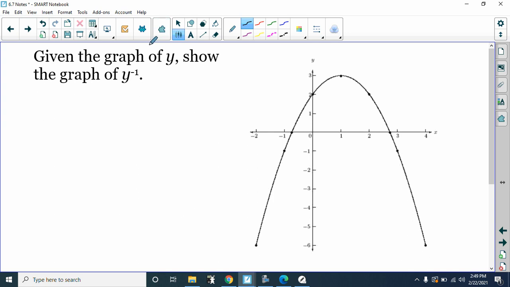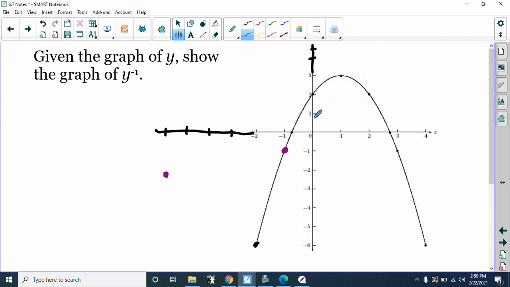And then the last example here gives us a graph of y and asks us to show the graph of y inverse. Need a few more points this way. -3, -4, -5, -6. All you're going to do is take a point. This point here is -2, -6. And we're going to switch the x and the y. So that point is now going to be -6, -2. -1, -1. If I switch x and y, is still -1, -1.